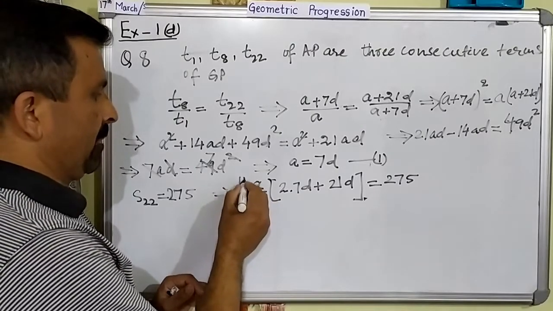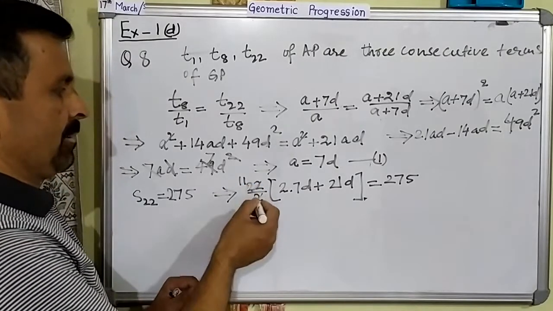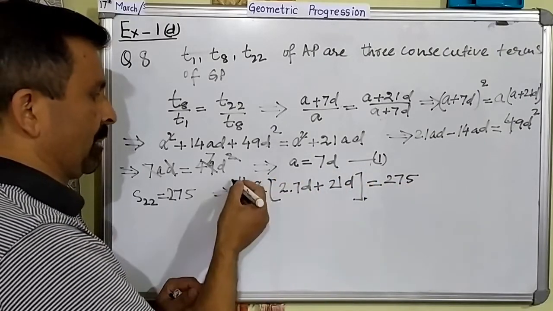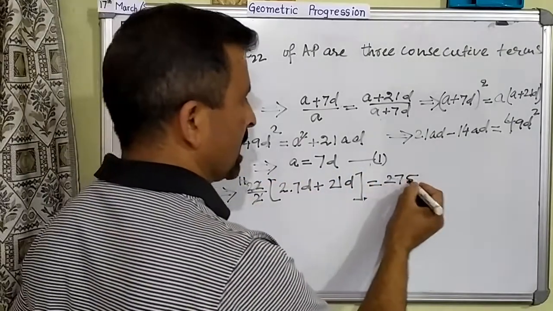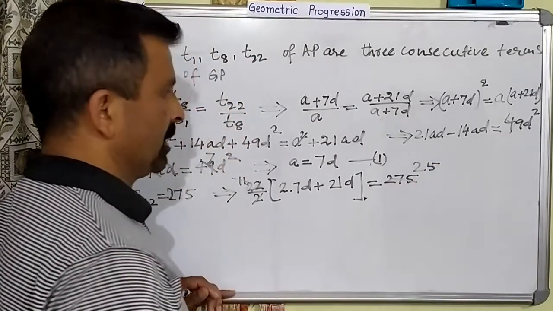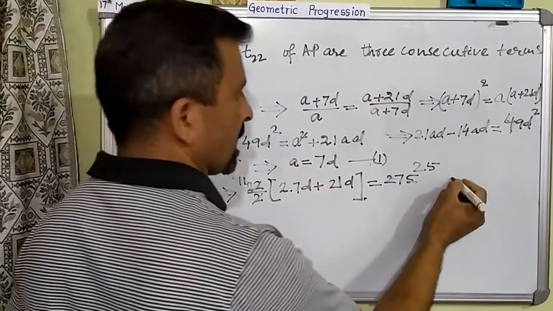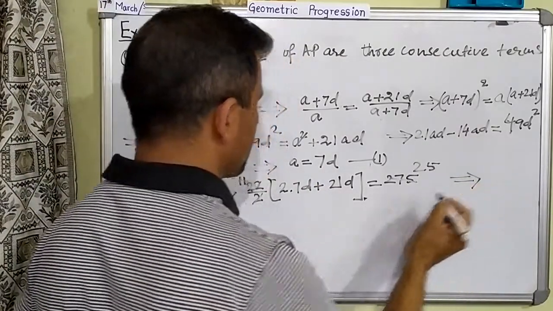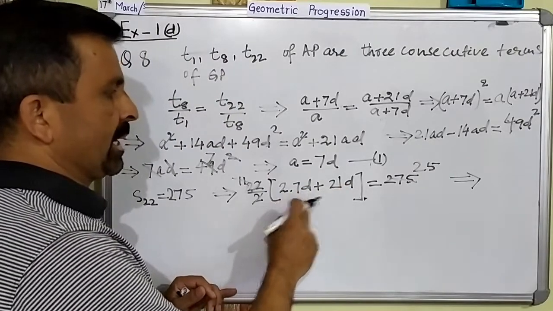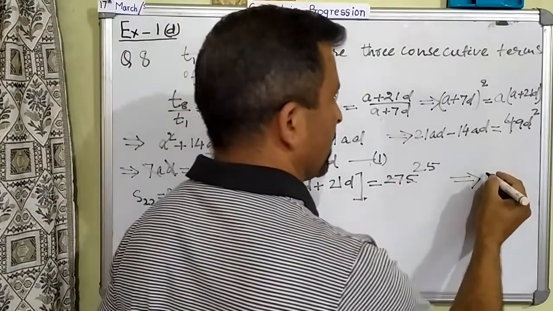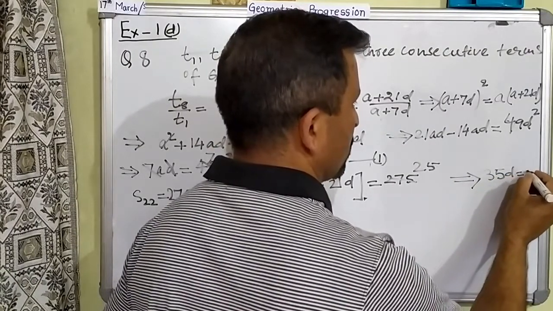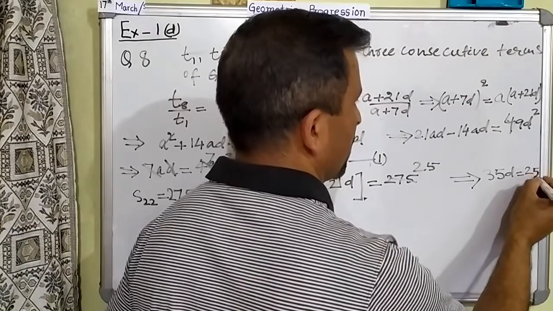This is 11. Alright. 2 11s are 22. Now this 11 and 275 also can be simplified. 11 1s are 11. 11 2s are 22. And 11 5s are 55. Is it okay? Now we will simplify this side. This part. 7 2s are 14, so 14D. And this is 21D. So 14D plus 21D is 35D. 35D is equal to 25.